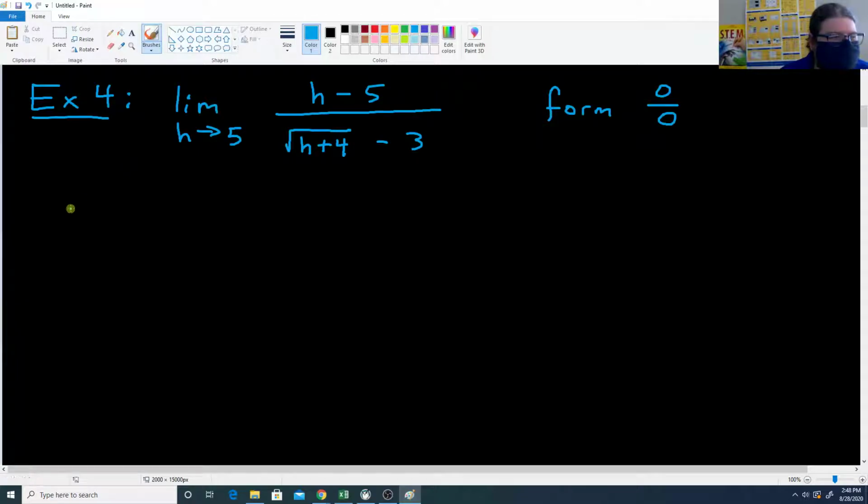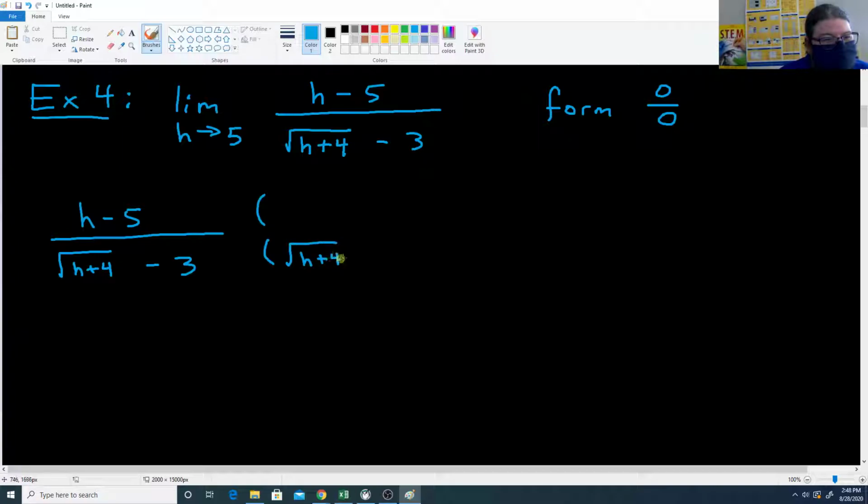So we're going to try h minus 5, all over the square root of h plus 4 minus 3. We're going to multiply the top and the bottom by the square root of h plus 4 plus 3. So really what we're multiplying that fraction by is 1. It's still the same thing, but we've changed the form without changing the information.